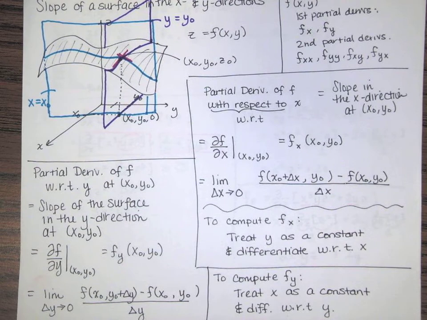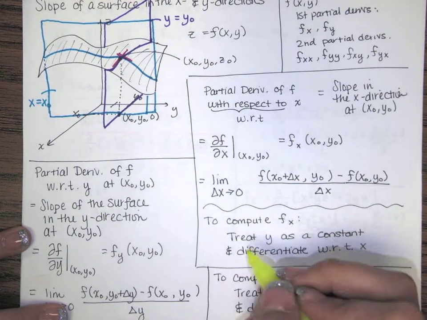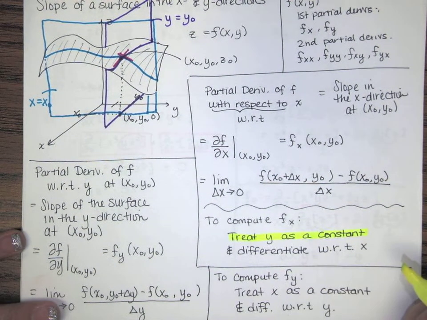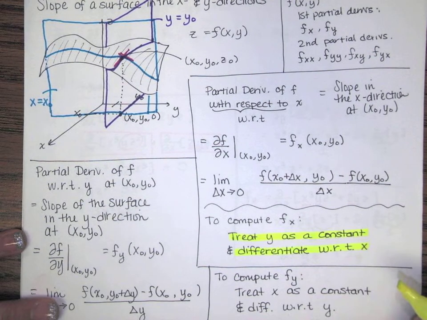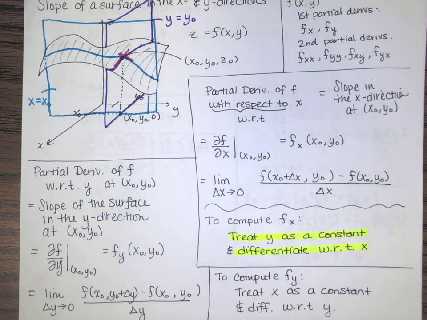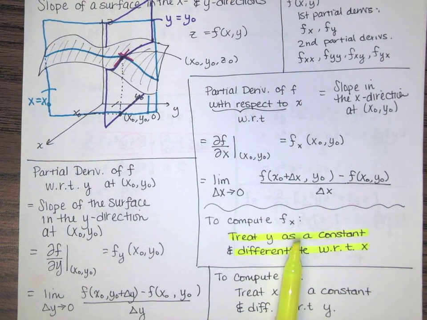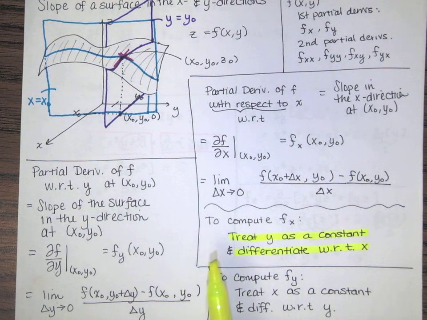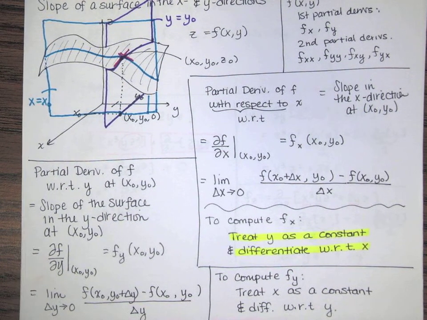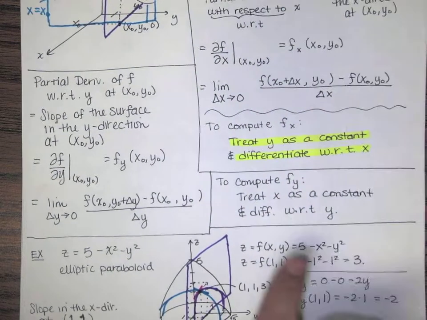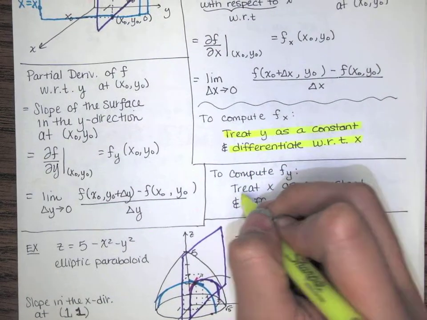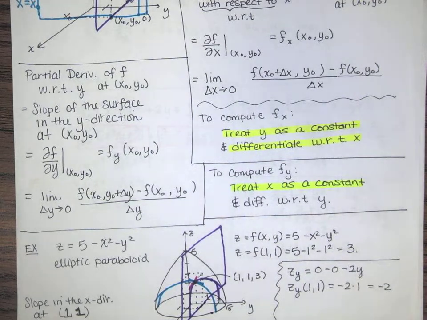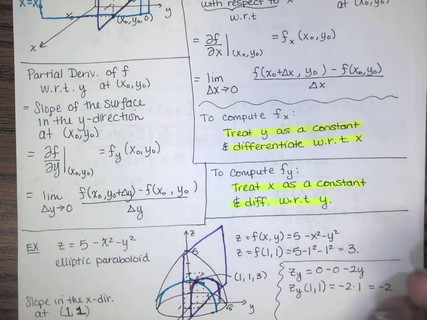Now in practice, we're doing these two things. When I'm taking a partial of some function with respect to one variable, I am treating all other variables as constants and then differentiating with respect to that variable. So the partial derivative with respect to x requires treating y as a constant, and z's and any other variables if there were other variables, and differentiating with respect to x. The partial of f with respect to y, oh, it's right here, requires treating x as a constant and any other variables, and differentiating with respect to y.